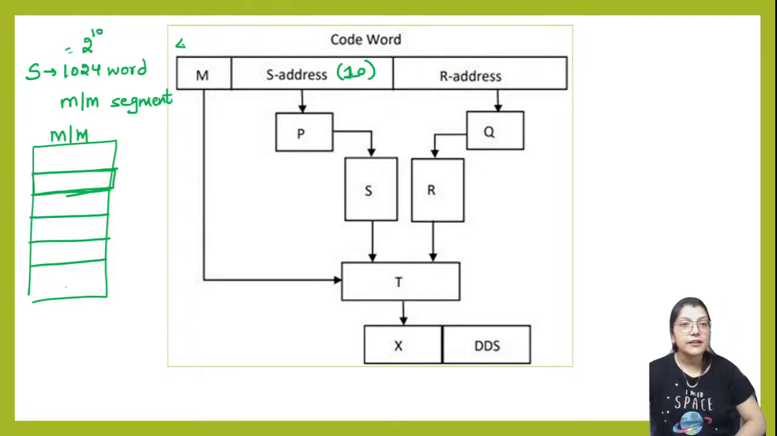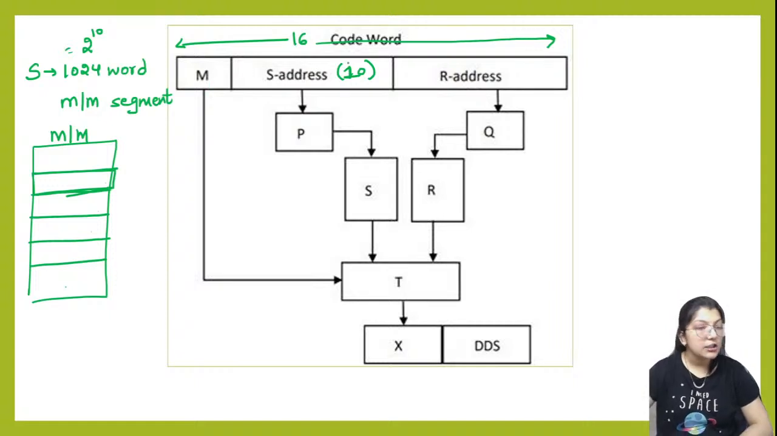16 bits का तो आपका ये पूरा code word है. This entire code word is of 16 bits. Out of those 16 bits, few bits are for mode bit, few bits are of S address and few bits are of R address. ठीक है, ये हो गया S का. Clear everyone? This will be of 10 bits. S address will be of 10 bits because it is a memory segment that is containing 1024 words, and in order to access 1024 words I'll be needing 10 bits.